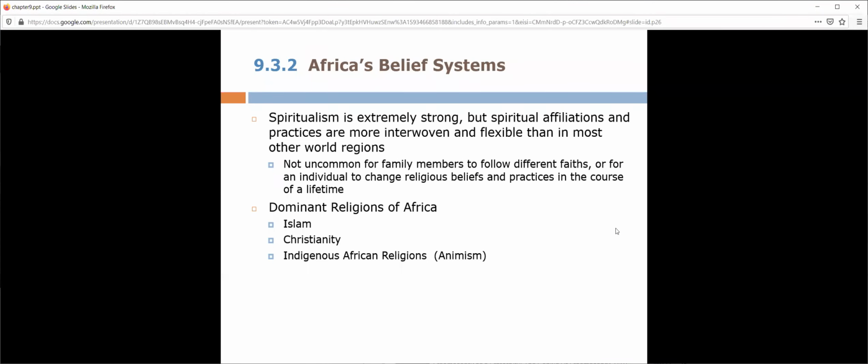What do the people of Africa tend to believe? In sub-Saharan Africa, spiritualism is still extremely strong. Spiritualism, animism, sort of your tribal beliefs, still have a very strong foothold in sub-Saharan Africa. Yes, Islam and Christianity are strong down there, but in this particular region of Africa, arguably more than any other part of the world, with the exception maybe of Oceania, your native tribal religion is still prevalent.